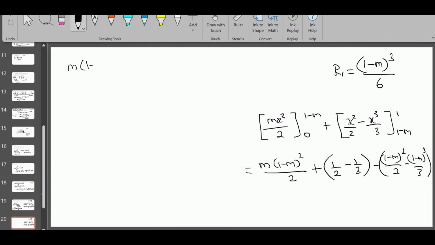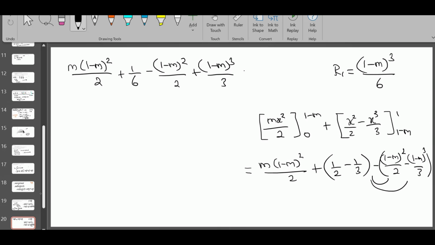So m times 1 minus m whole square over 2. When you simplify this, 3 minus 2 divided by 6 is 1 over 6. And then open the bracket, minus 1 minus m whole square over 2 plus 1 minus m whole cube over 3, is equal to R1.